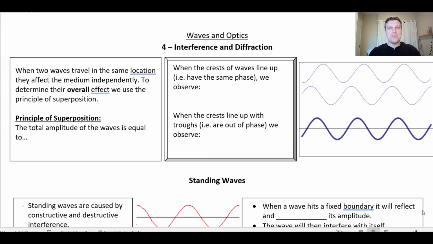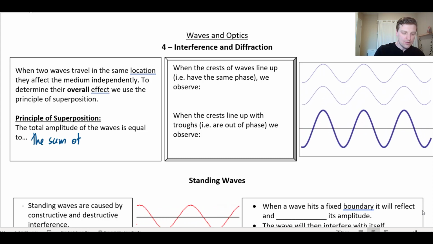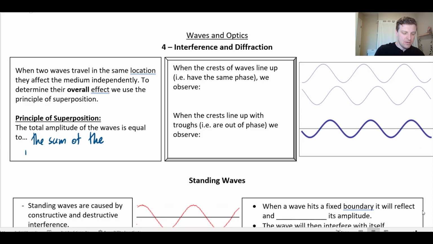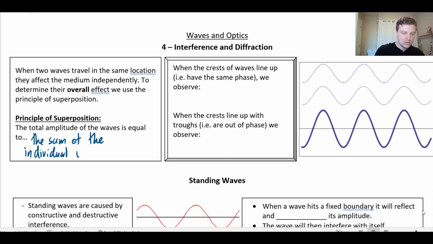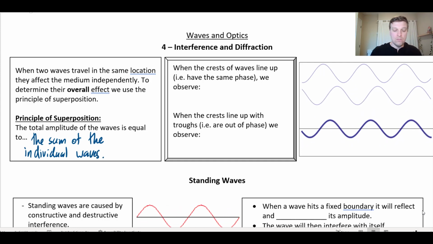So you might recall that whenever two waves occupy the same space at the same time, they will interfere with each other. And essentially they follow something called the principle of superposition, which just says that the total amplitude of a wave at any given point is equal to the sum of the individual waves. So what does that mean?